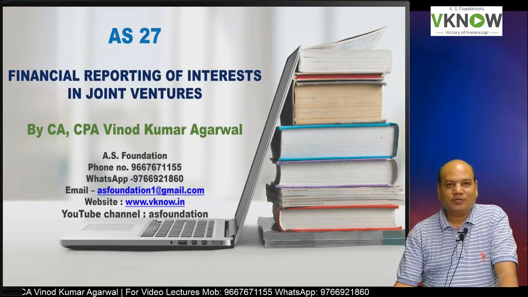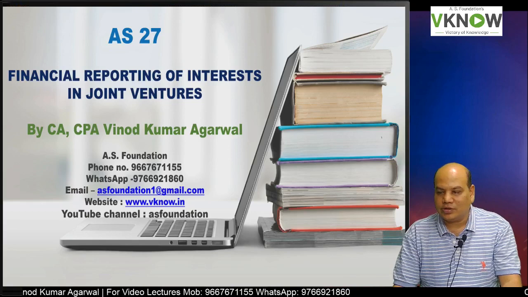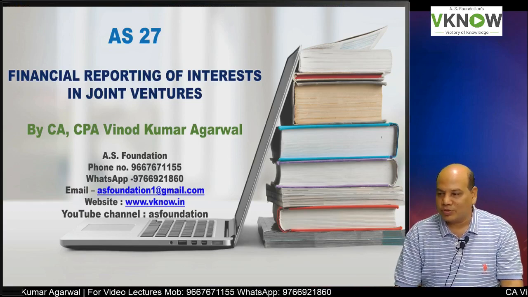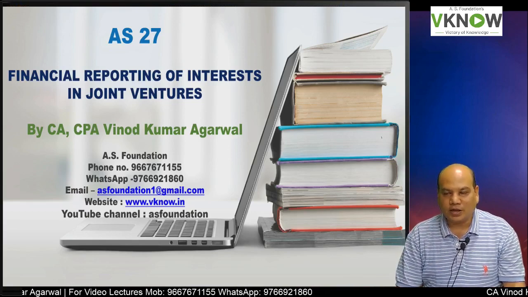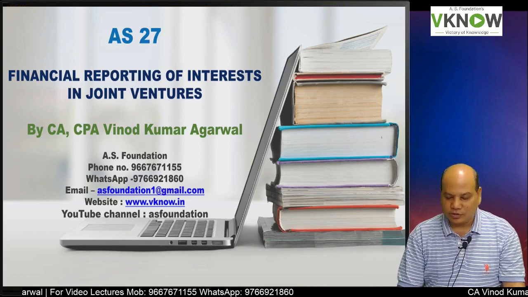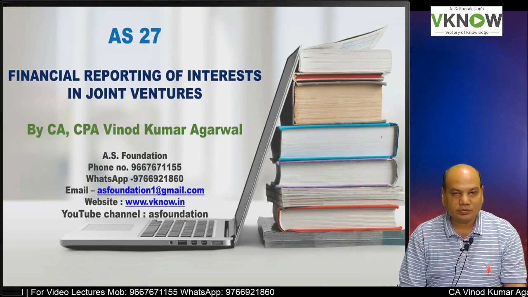Hello friends, welcome to Accounting Standard 27. It is called Financial Reporting of Interest in Joint Venture.